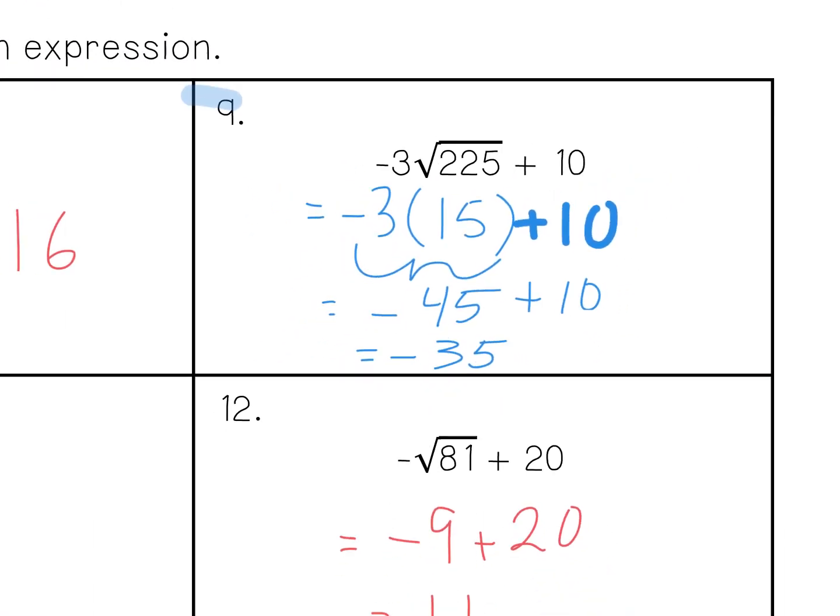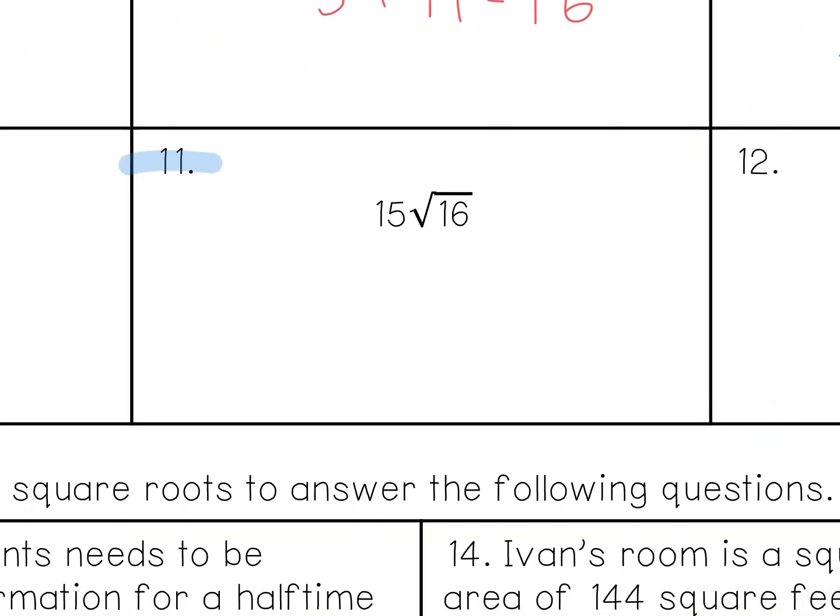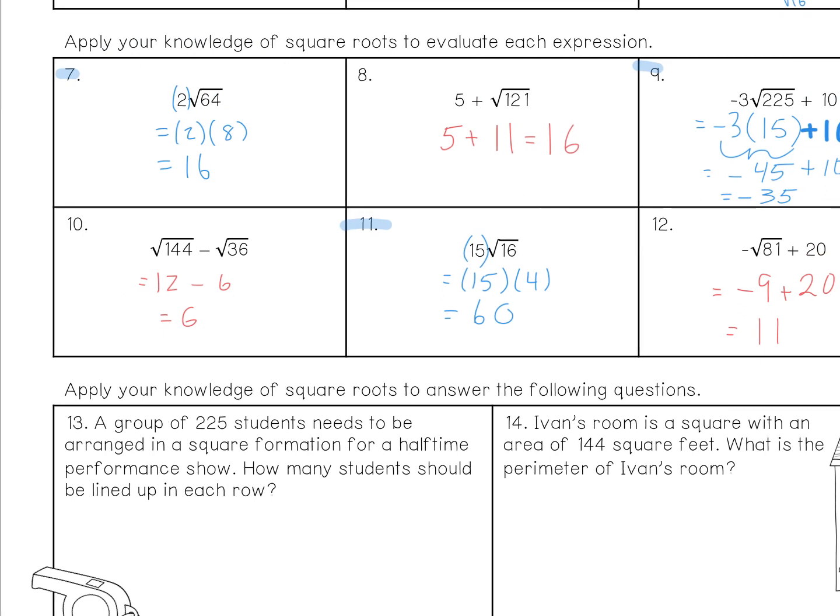And lastly, number 11. What's the square root of 16? 4. So we get 15 times 4. What's 15 times 4? 60. I almost wrote 16. 60. Okay? So all the rules that we've learned up until this point are still holding true.